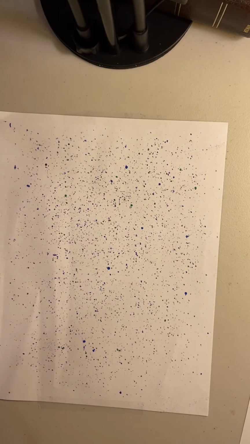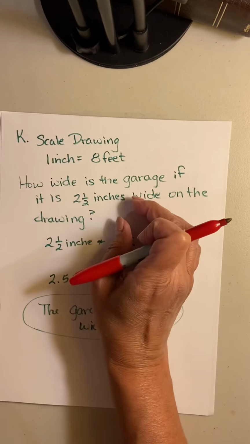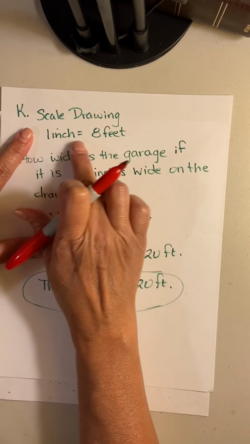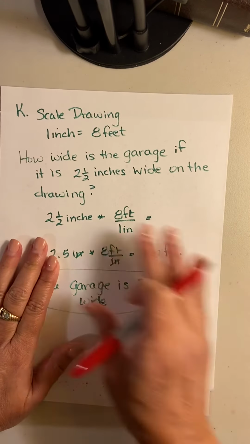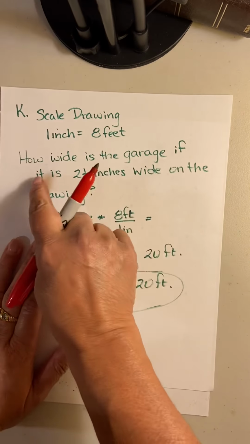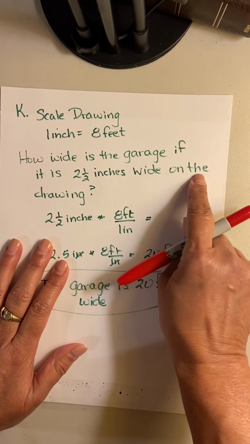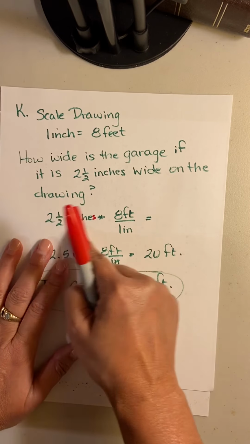When I'm doing word problems like this, my deal is to write down what I know and then determine what I am looking for. So what do I know? I know that in my scale drawing, 1 inch is equal to 8 feet. Now, how wide is the garage if it is 2.5 inches wide on the drawing? Let me put an S there. If it's 2.5 inches, that's what I have.